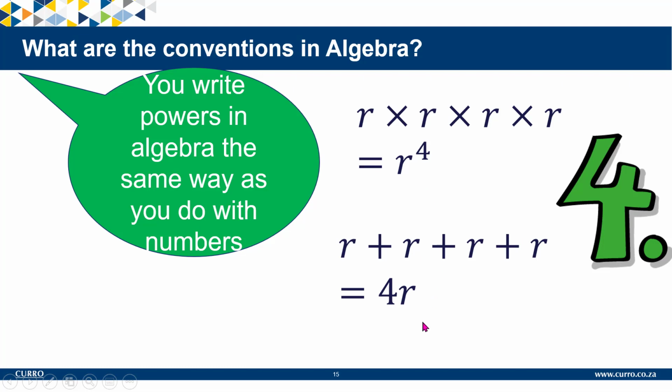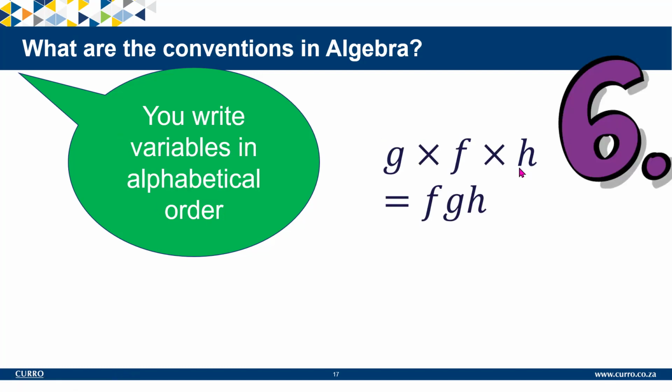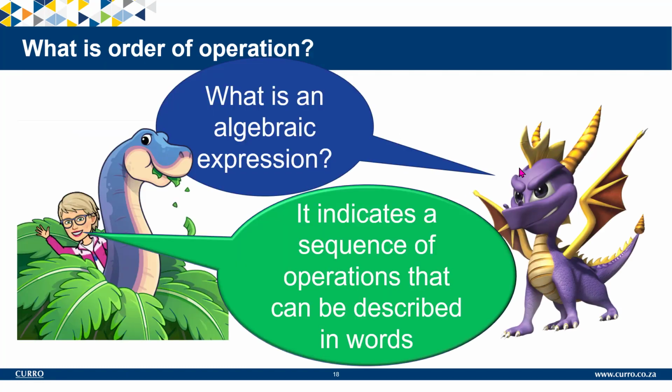Note the difference. You do not have to use a division sign in algebra. That's cool. We write it as a fraction. Just make sure of the order. The first one must be the numerator and the second one the denominator. You write variables in alphabetical order. So GFH is FGH.